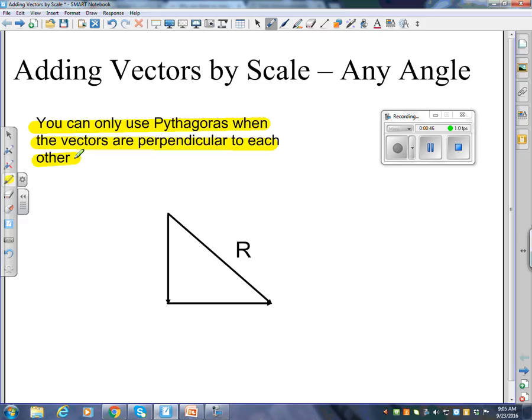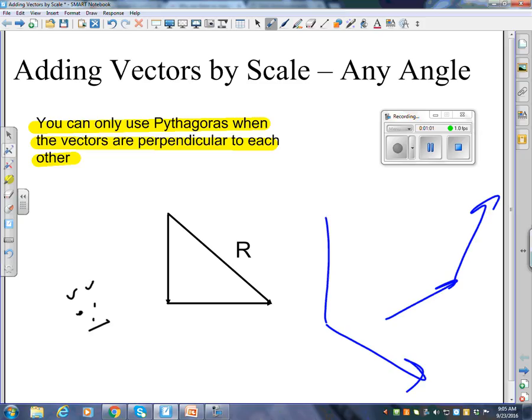Okay? You cannot use Pythagoras when they are like this or like that. They must be perpendicular. What's going to happen if you do that on a test? Frowny face.